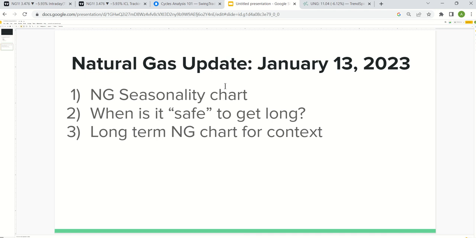It's January 13th, 2023. It's Friday. The market has closed. It's the end of the second trading week of 2023. We're going to cover natural gas today.